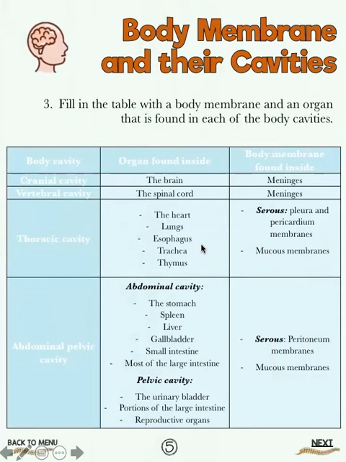Continuing with that, we're going to talk about the body membranes and their cavities. In this exercise, we have to fill a table with the body cavity, the organ found inside, and the body membrane that we can also find in there. An example of this will be the cranial cavity, where we can find the brain, that is the organ, and the meninges, that is the body membrane.